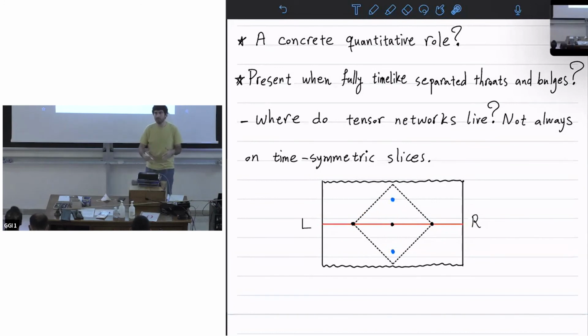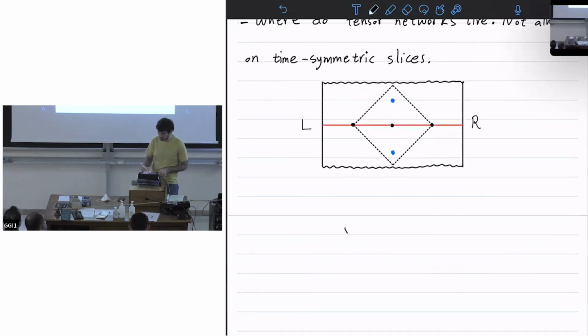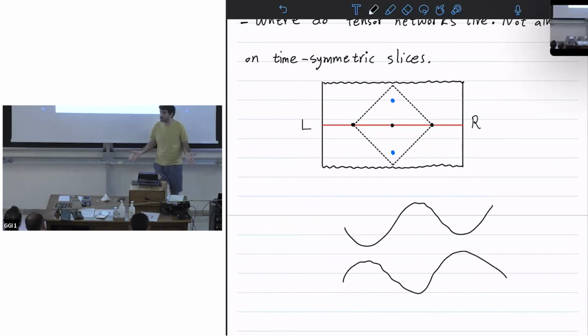And note that here there exists a time symmetric slice in the bulk. So there's this lore that maybe if you have a time symmetric slice, that's where the tensor network lives, but there's no contradiction if you have weird situations where you have spontaneous symmetry breaking. But note that if you just look at the intrinsic geometry of this slice, it looks very much like something you want to call a Python's lunch.